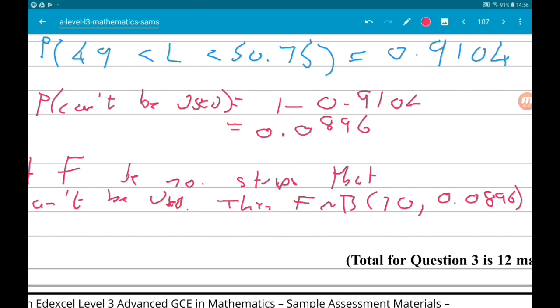The probability F is less than 4 is the probability F is less than or equal to 3. So on your calculators, go into binomial CD, put the numbers in, and we should get 0.991.